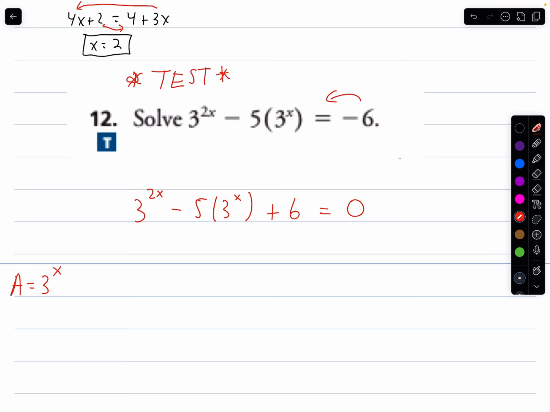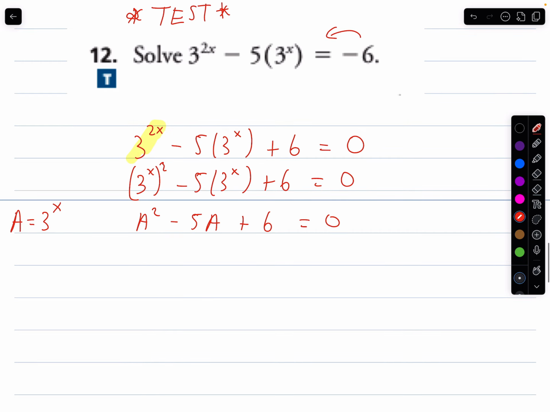Now you see this 3 to the 2x? What I'm going to do is say that this is the same thing as saying 3 to the x squared. Okay? And the reason I did that is because I wanted to set up this quadratic equation so that when I plug in a, I'll just have a squared minus 5 times a plus 6 equals 0. Now from this, I can factor this. So I'll get a minus 3 and a minus 2 equals 0.